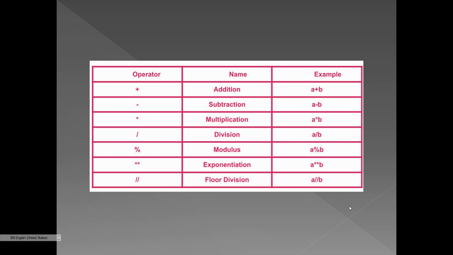The percentage sign is used for modulus. The two star sign is used for exponentiation. And two slashes means floor division.